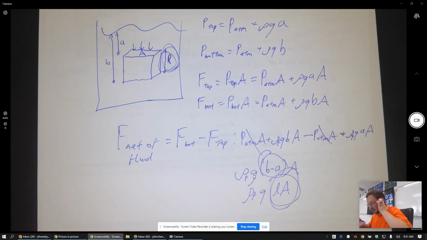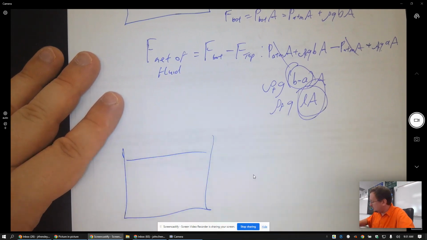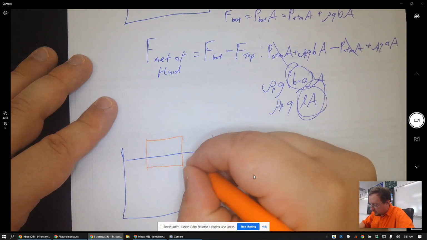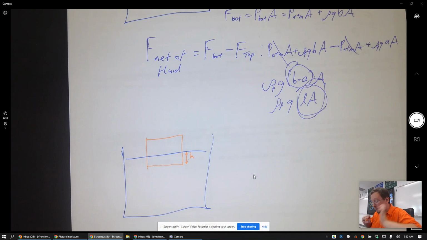That's the volume that's underneath, which is all the volume. Now, if you will tolerate one more thing, which is the orange object. The orange object floats. Let's say that a length h is below the water, right?